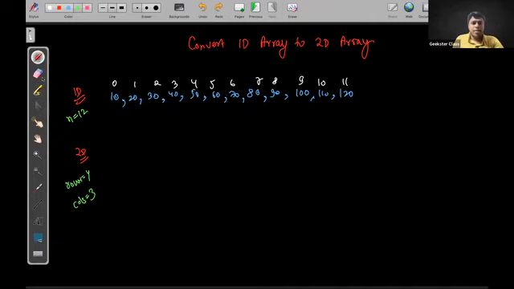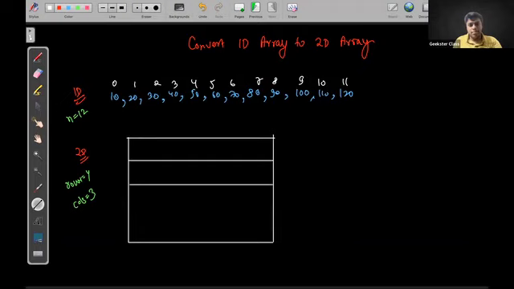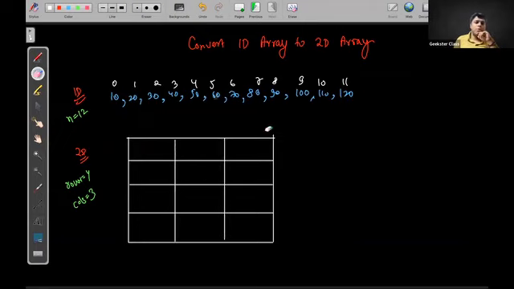But how to convert? You have to fill again row by row, top to bottom, left to right. You have to fill in the same fashion. So this is the matrix, and there are 4 rows and there are 3 columns. How to fill the elements from a 1D array into a 2D array?